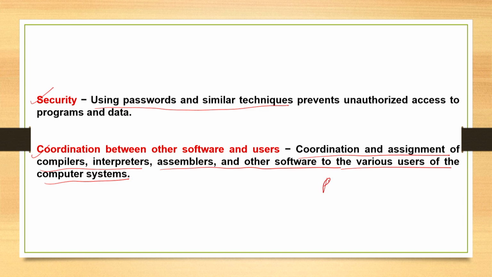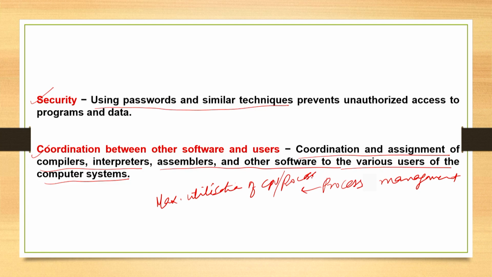So what are the jobs of the operating system? First one is process management. It means it has to manage the processes in the system in such a way that there is maximum utilization of the CPU, or you can say processor. That is the objective. Then memory management. Memory management is how efficiently you are using the memory, that is the utilization of memory in an efficient manner.